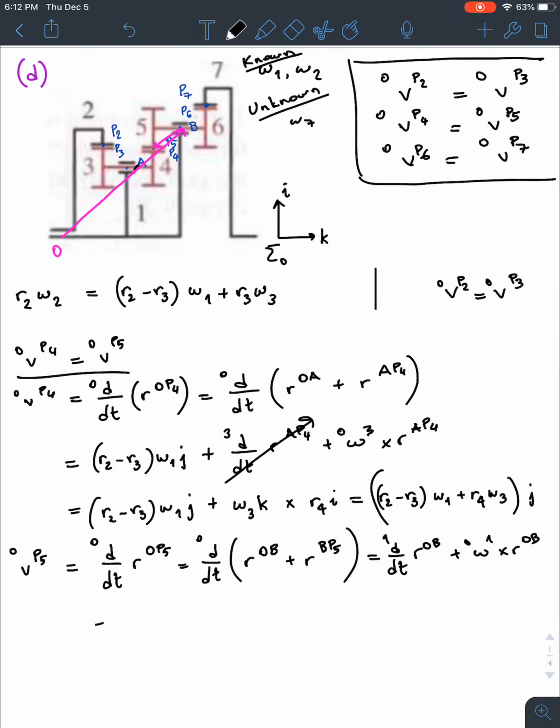Plus, where is the vector that goes from B to P5 fixed on? Which rigid body? It's fixed on the fourth rigid body. Please don't confuse the fourth rigid body with the fourth gear. The fourth rigid body is the rigid body that contains gears 5 and 6, okay? That's the fourth rigid body. Remember, this one was the third rigid body, okay?